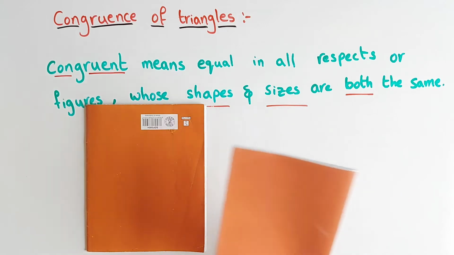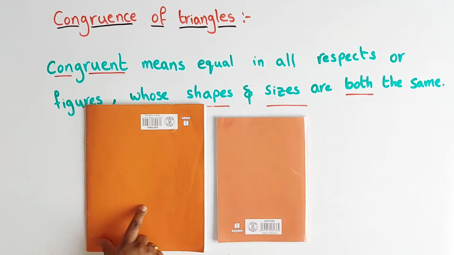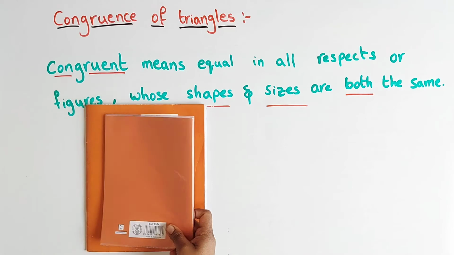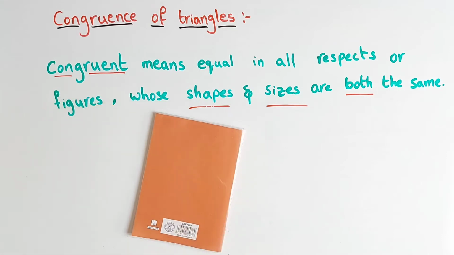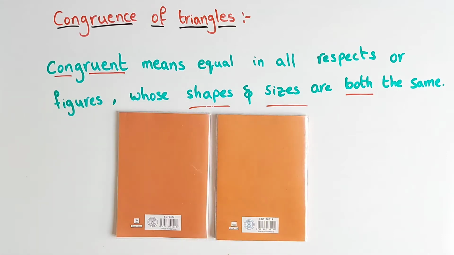Similar figures are different and congruent figures are different, children. Here shapes only equal. That means similar figures. Similar figures are not congruent figures. But all the congruent figures are similar figures, correct? Don't get confused. Now see this example.